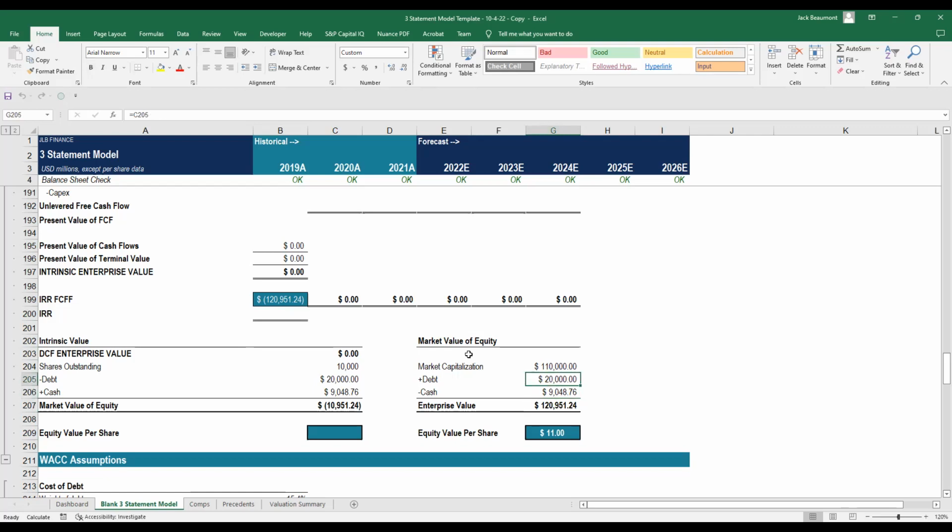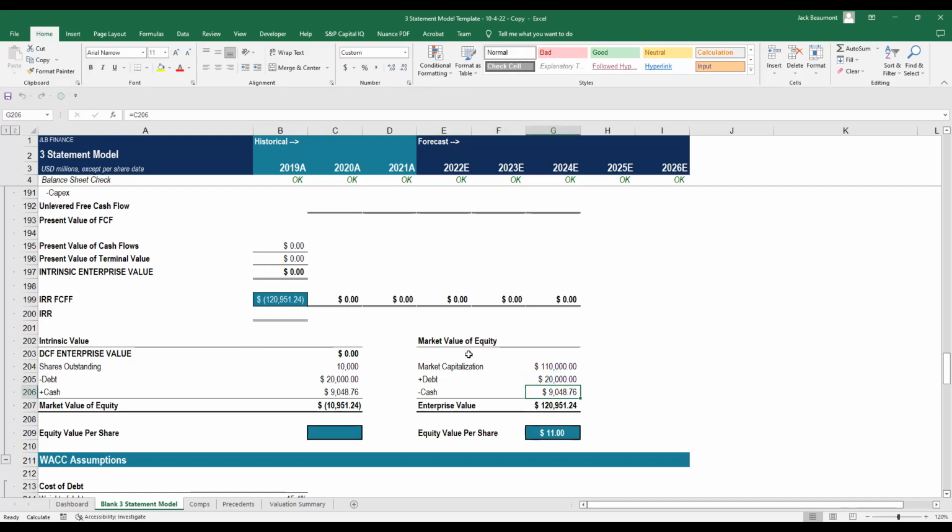Now, you might be wondering, why do you minus cash and add debt? You take the market cap, which is your equity, and then you add your debt, so then you've got your assets. Well, if we're acquiring a firm, we buy all the equity, all the debt, and then we're going to assume the cash that it has.